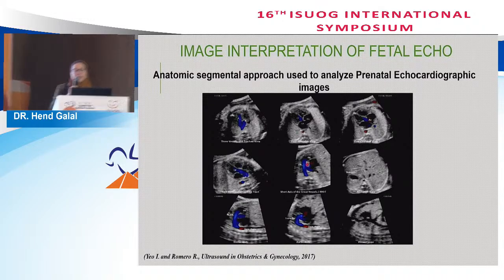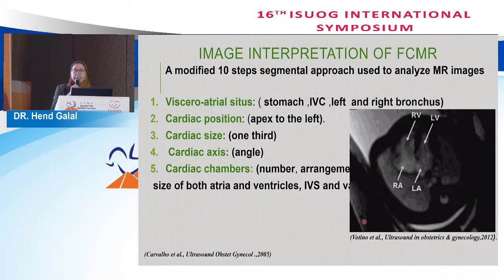As regards the image interpretation of the fetal echo, as we all know, we can interpret fetal echo using a segmental approach, starting from the stomach view, 4-chamber view, 5-chamber view, outflow tracts, aortic and pulmonary, and ending with the 3-vessel view. Also, the additional sagittal views for aortic, ductal, and bicaval view.